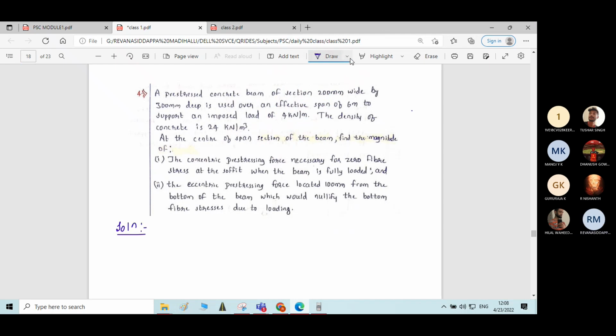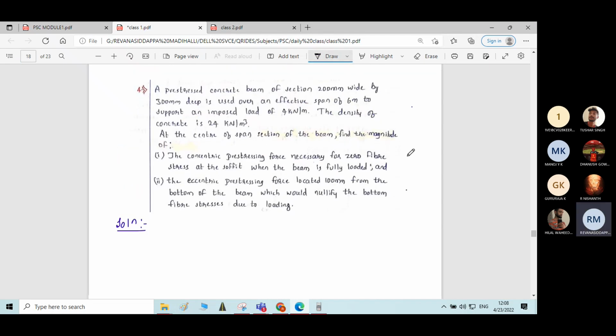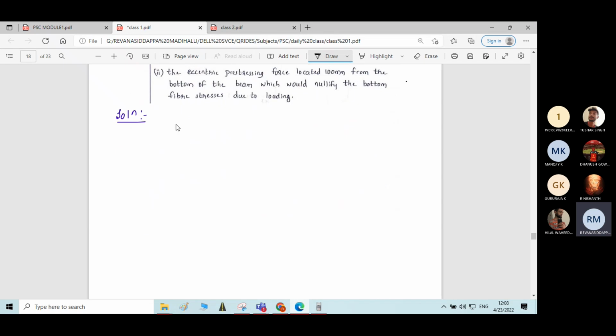Write the diagram of the section. It is a rectangular section, 200 mm wide and 300 mm deep. If you know the dimensions, you can calculate the cross-sectional area. Cross-sectional area A is equal to 200 by 300, so we get 60,000 mm square.